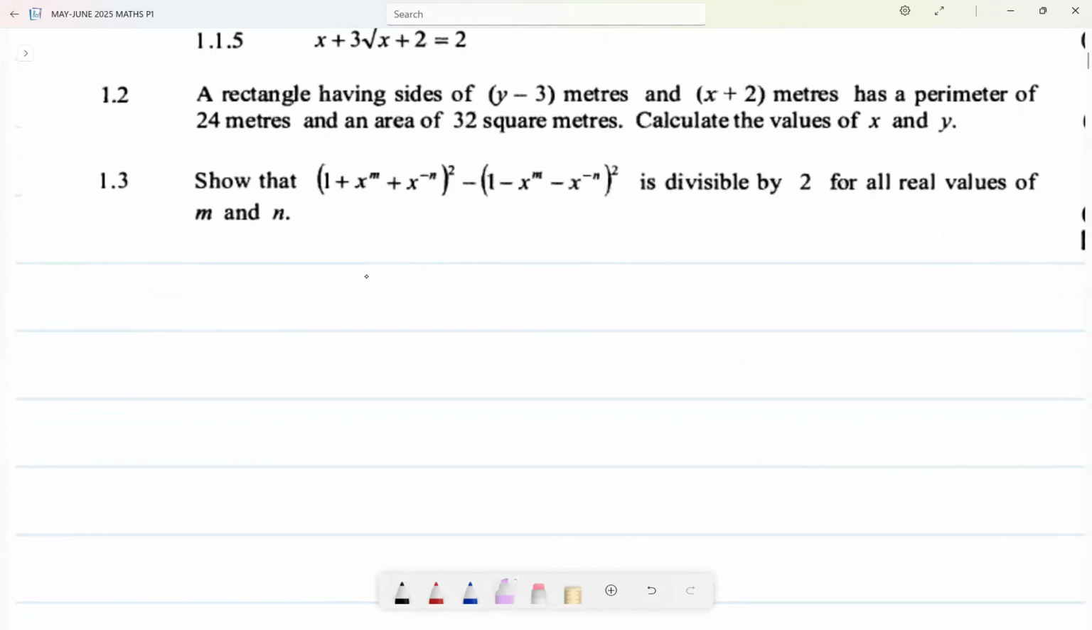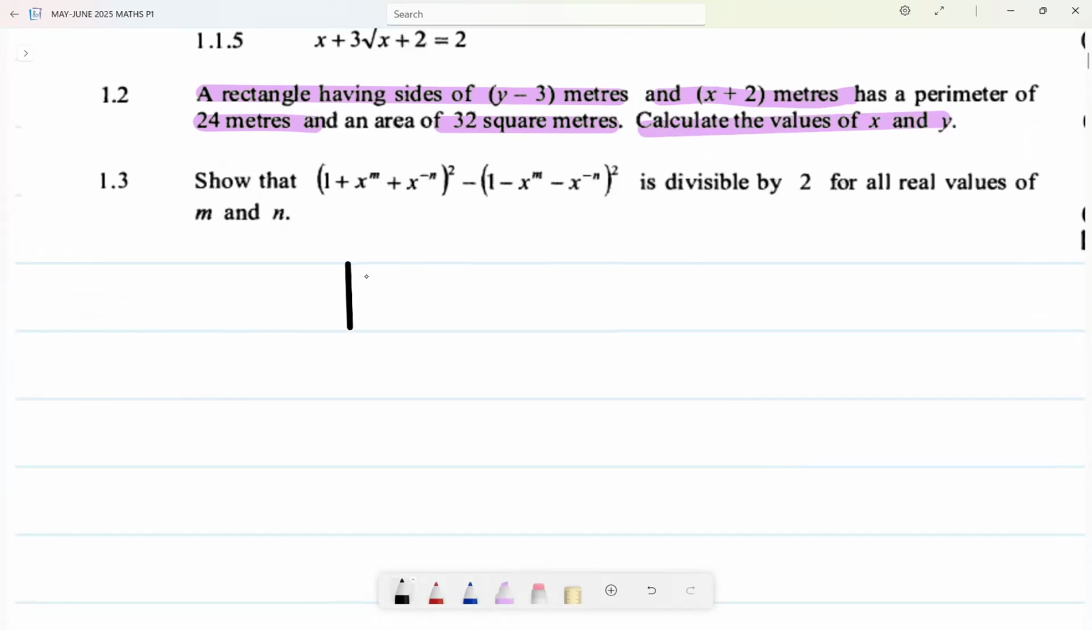It says a rectangle having sides of y minus 3 meters and x plus 2 meters has a perimeter of 24 meters and an area of 32 square meters. Calculate the value of x and y. Okay, this is not difficult, guys. Just make sense of this.